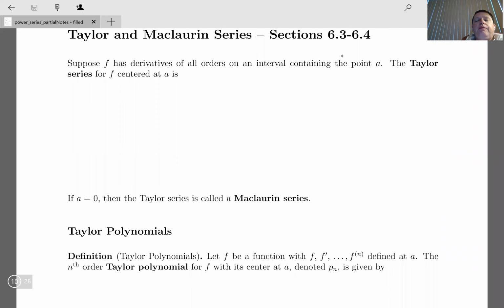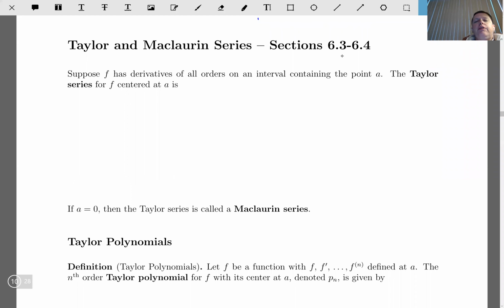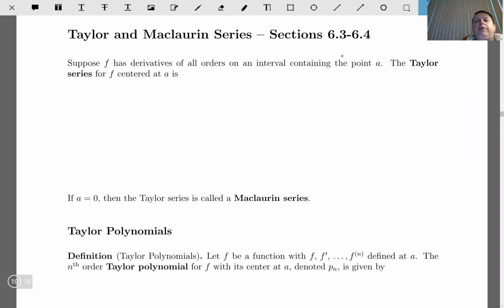Okay, so for this recording, we're going to talk about Taylor and Maclaurin series. Well, we're kind of not, but we kind of are. So first of all, what are the Taylor and Maclaurin series?